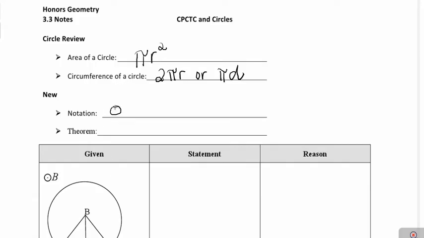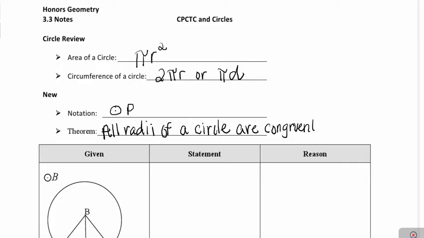To label a circle, we always label a circle by the center point. We cannot assume a point is the center unless it is given. This will help us determine which segments are considered a radius. A new theorem about circles is all radii of a circle are congruent. Recall that a radius comes from the center point to a point on the circle. So anytime you are given a circle, always look for those radii, because we are going to be using this theorem a lot whenever you have a circle in a diagram.